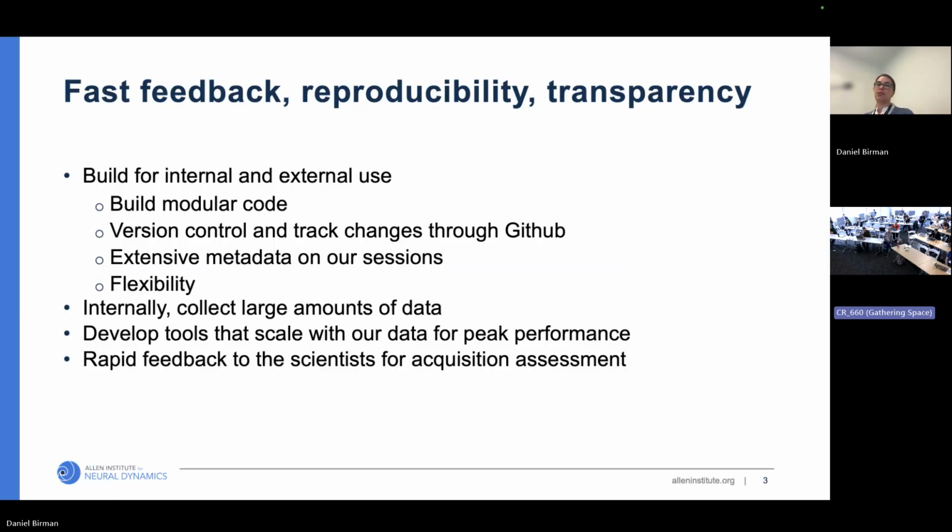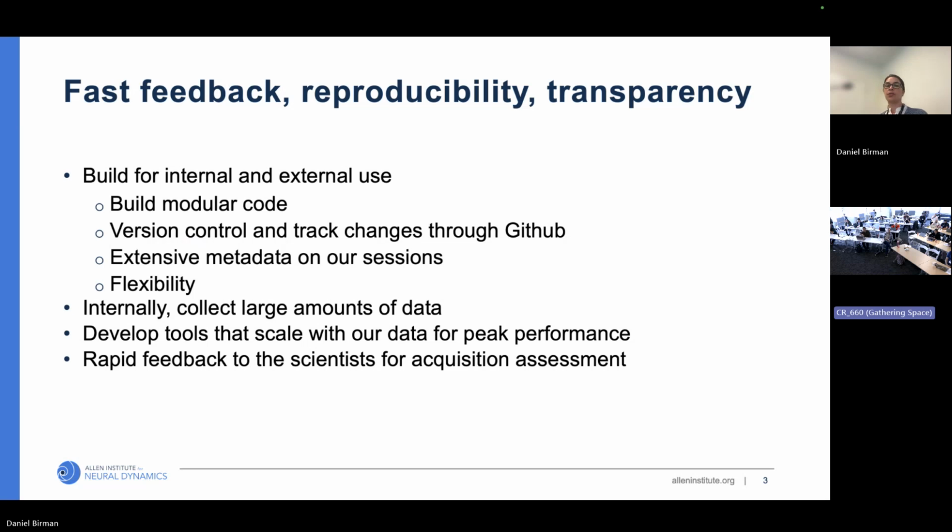A few of the things that we value here as we develop these systems are fast feedback, reproducibility, and transparency. So we build for both internal and external use. We want to build modular code. We want everything to be version controlled and tracked through GitHub. We like to collect extensive metadata about the sessions and the data that we gather, so that we can know everything about what the rig looked like, how the rig was configured during a given session.